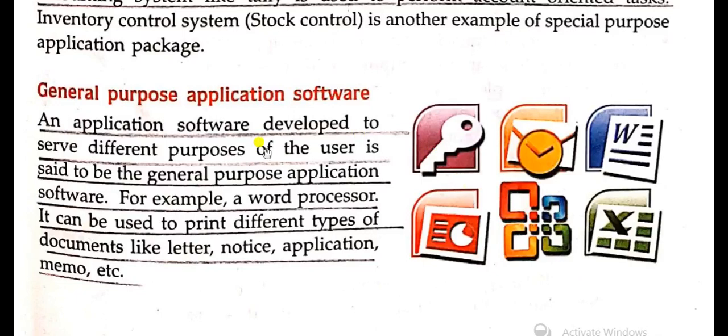Now, general purpose application software. An application software developed to serve different purposes of the user is said to be general purpose application software. For example, a word processor. We know very well what a word processor is. It can be used to print different types of documents like letters. With the help of a word processor we can print a letter, notice, application, memo, etc. So here we are doing many works with the help of general purpose application software. That's why it is called general purpose application software.